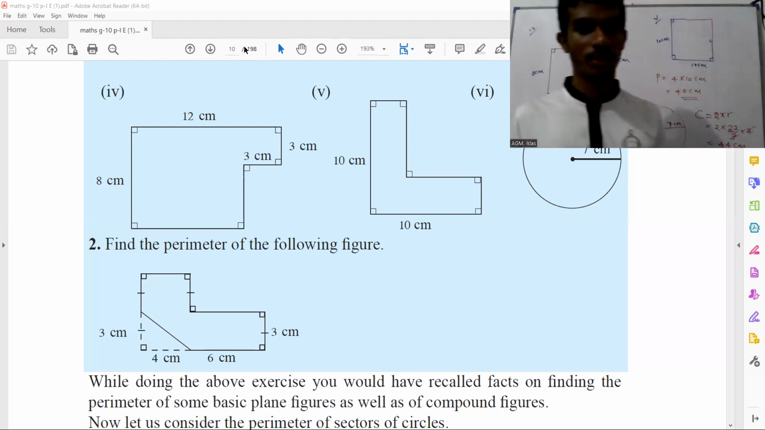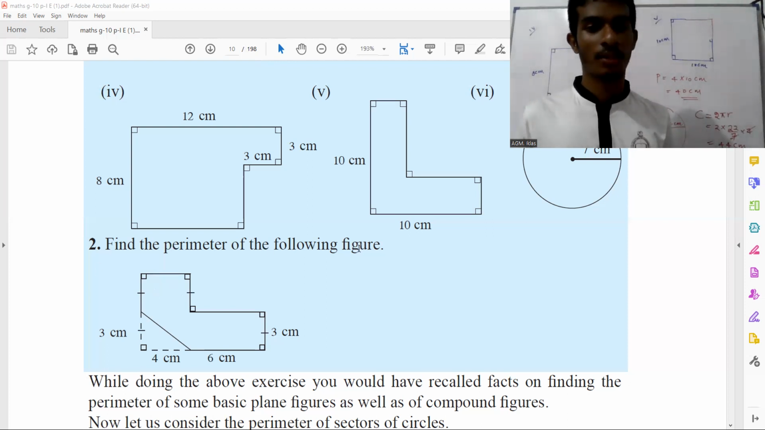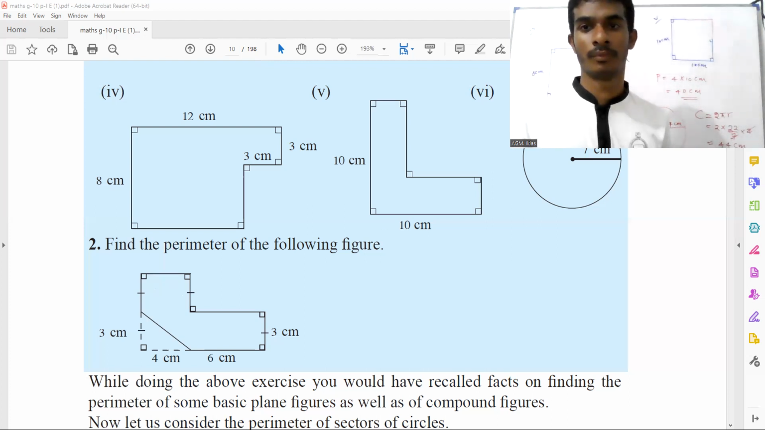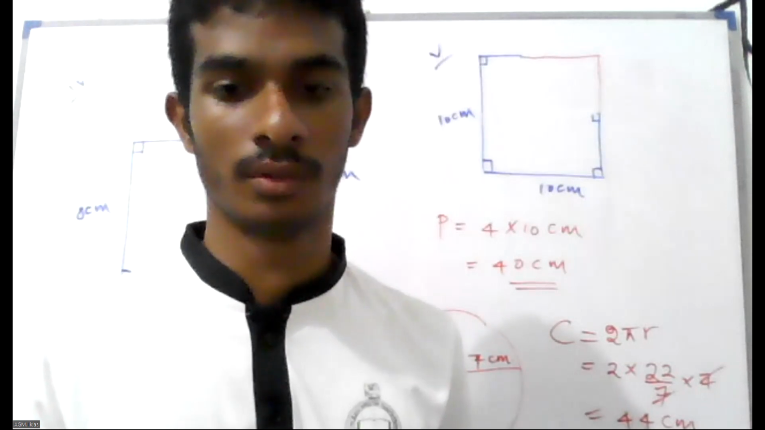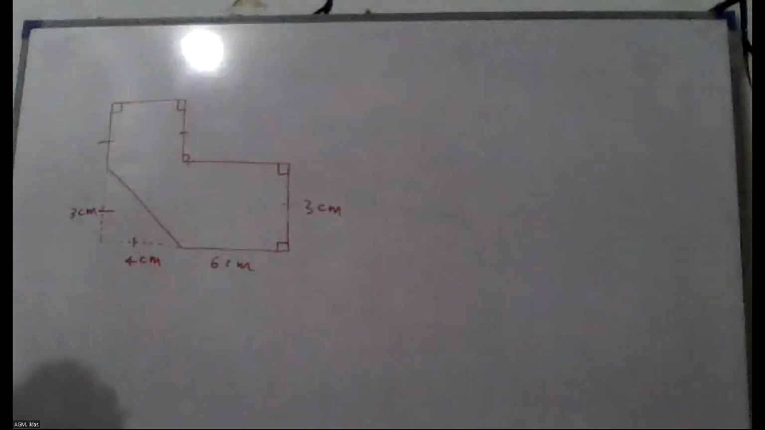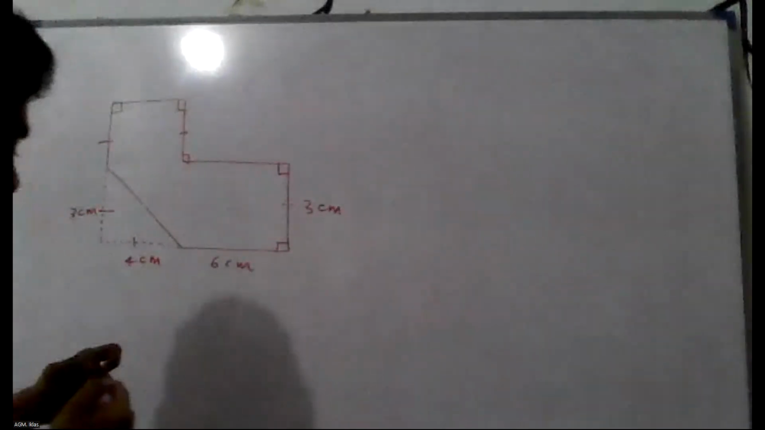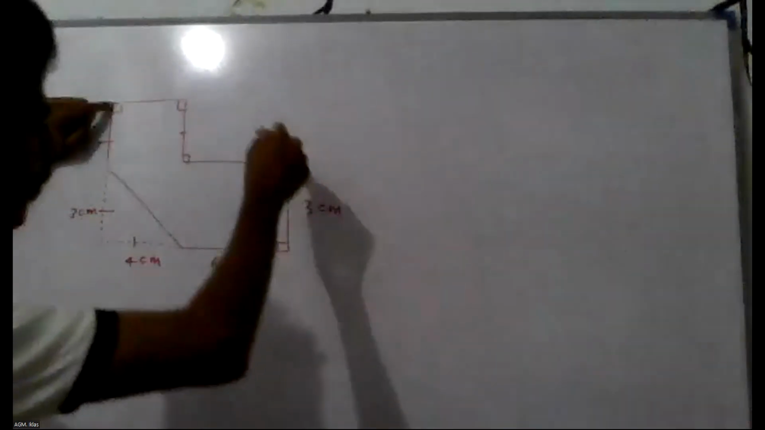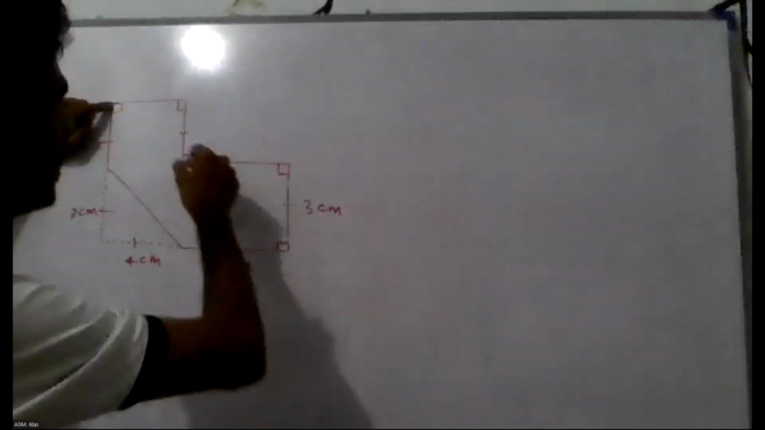Right. Moving to the second question. Find the perimeter of the following figure. Right. I hope you can see the board. So in this question, we need to find the perimeter of this figure, but you already know perimeter means the outer edge of a shape. So we are going to start our journey from here, and reach the initial stage. I'm going to add all the values of each side along which I am traveling.